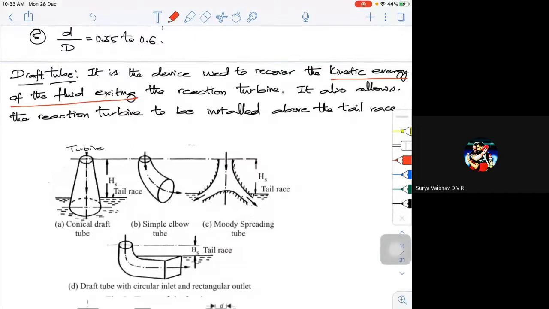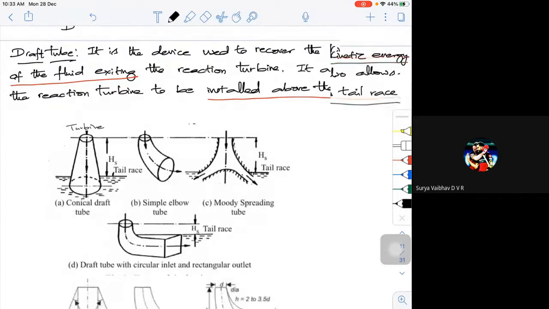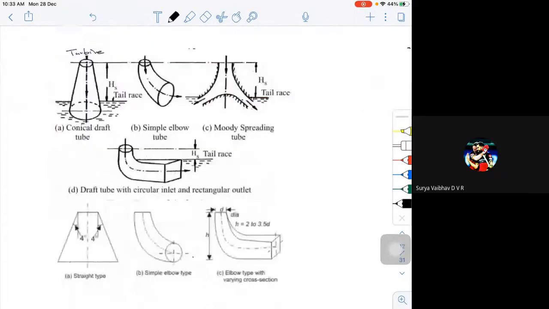Okay. Then the second one is it will ensure the turbine is installed above the tail race. These two functions your draft tube does. Now I have a few sketches of the draft tube. So we have different types of draft tubes.